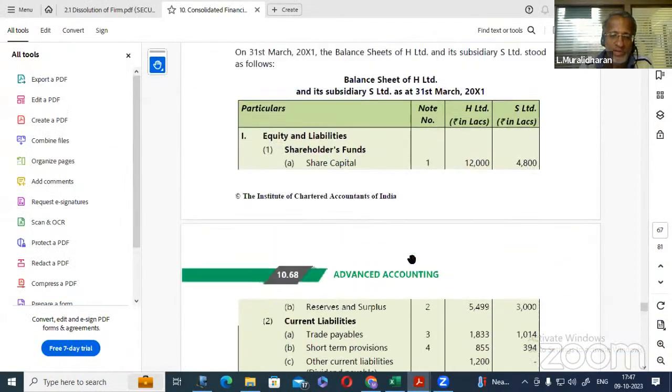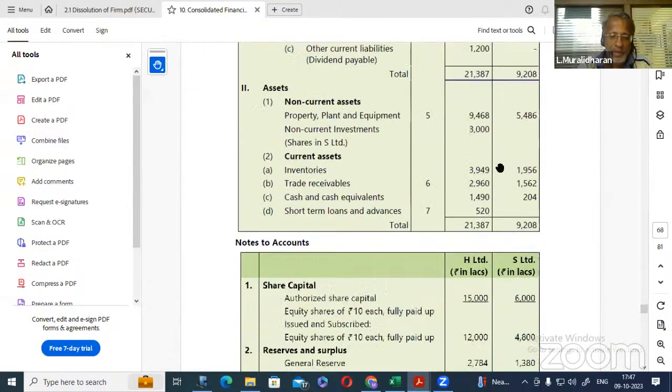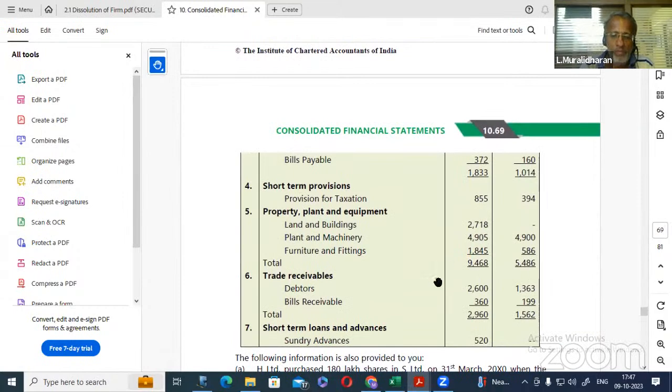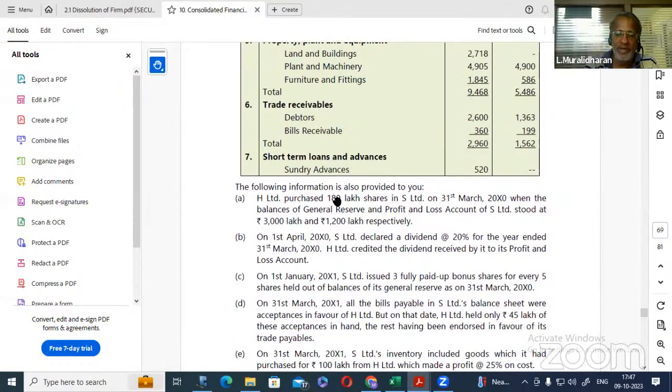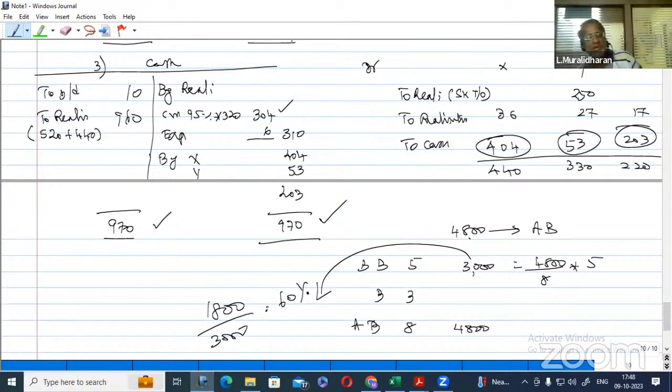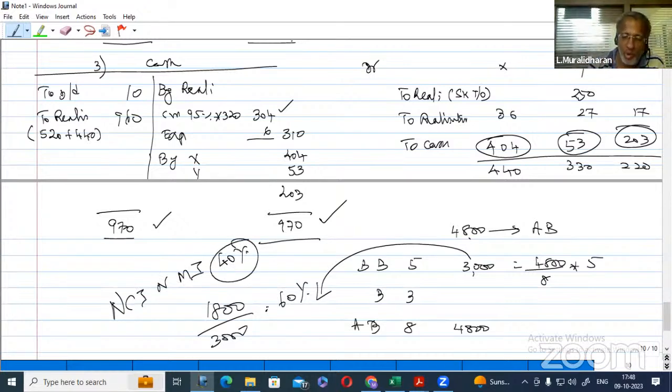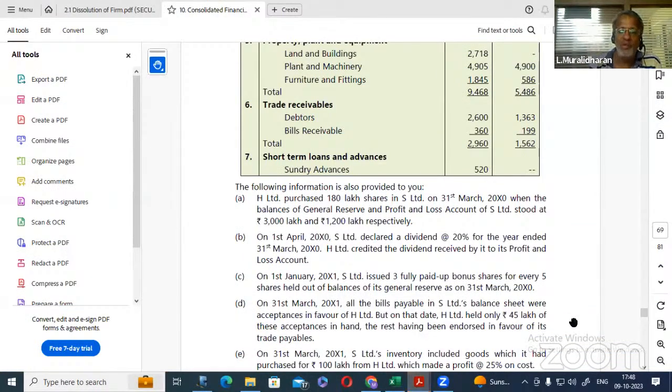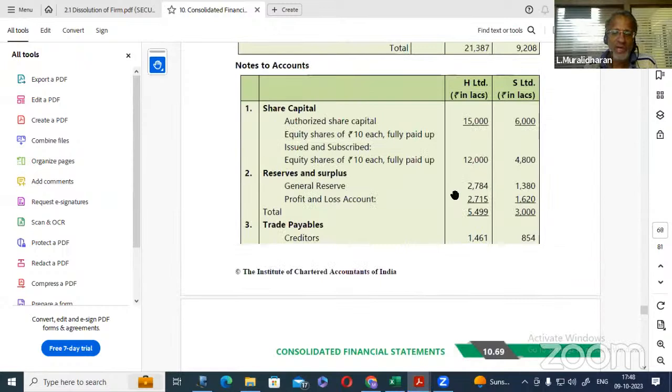How many shares did they buy? Let us find out. H Limited got 1,800 shares. 1,800 out of 3,000 works out to 60%. Now NCI, or minority interest, is going to be the remaining 40%. Am I right? All of you closely follow. Within a few minutes, you can arrive at non-controlling interest just like that. I will tell you how.